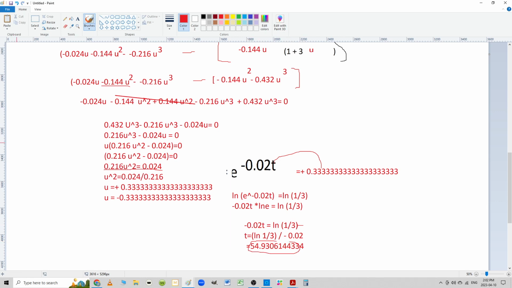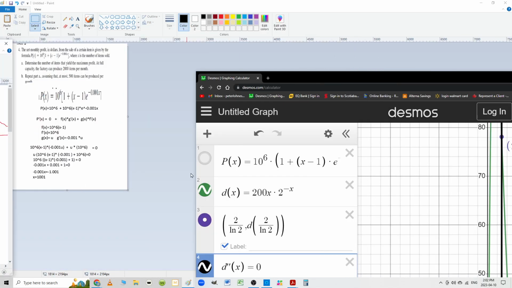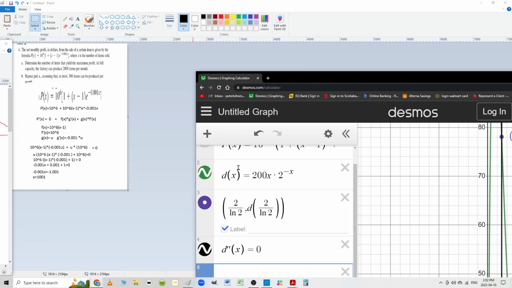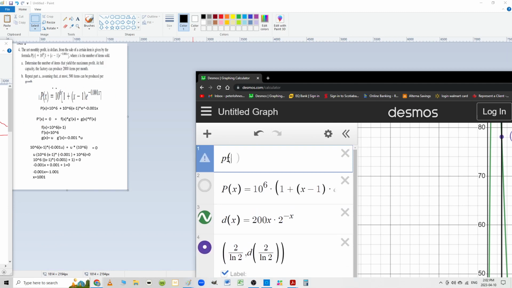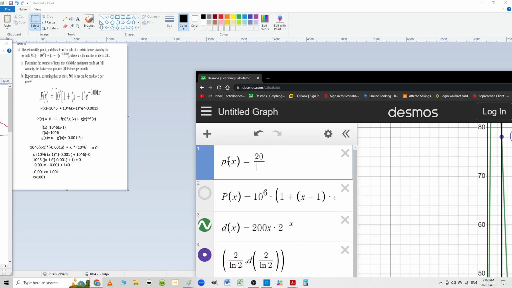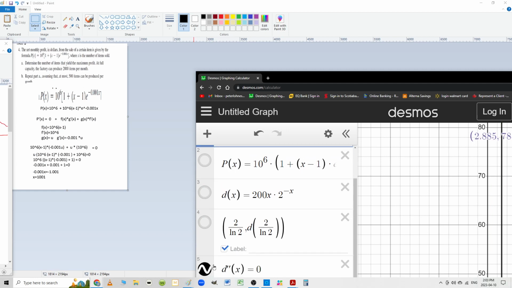Now I encourage you always, always, always to check. So 20 over 1 plus, I'm just going to move this so I can type it in. An expression, I'm going to bring it up top. And I'm just going to put an x to make it easier for Desmos to do it. So this is the thing we're working with, 3e to the power of negative 0.02x. Now I'm going to turn off my other stuff because that's the future graphs coming on.